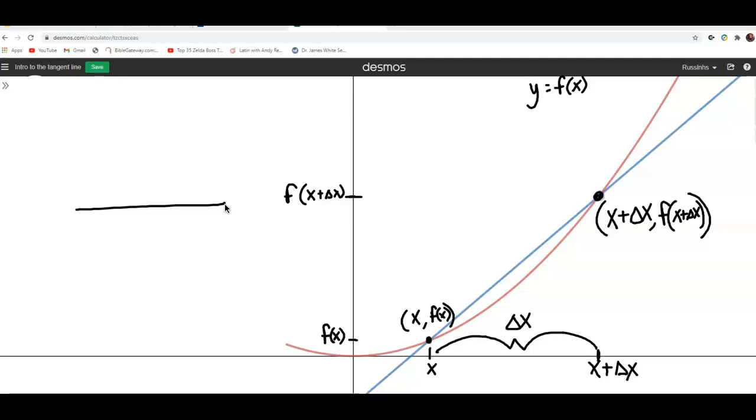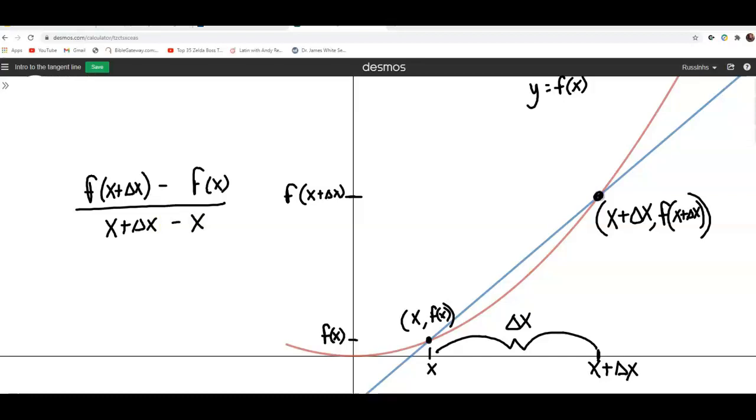What would be y2 minus y1? Well, that would be f of x plus delta x is my y2. And what's my y1? That would be f of x. So there's that. Now let's do the bottom. What's x2? x2 is x plus delta x, right? And what's x1? It's x. So there's my formula.